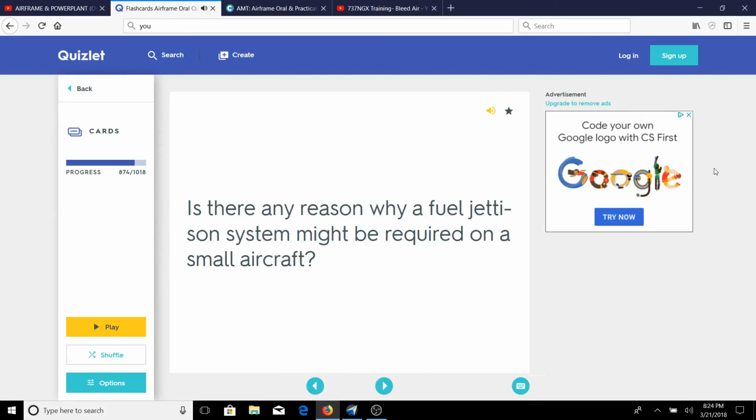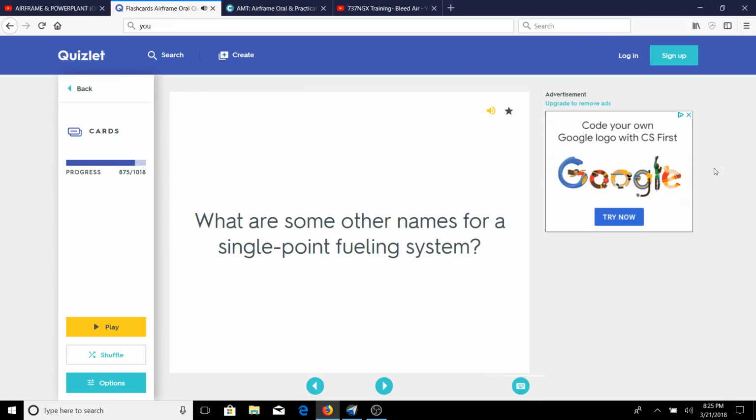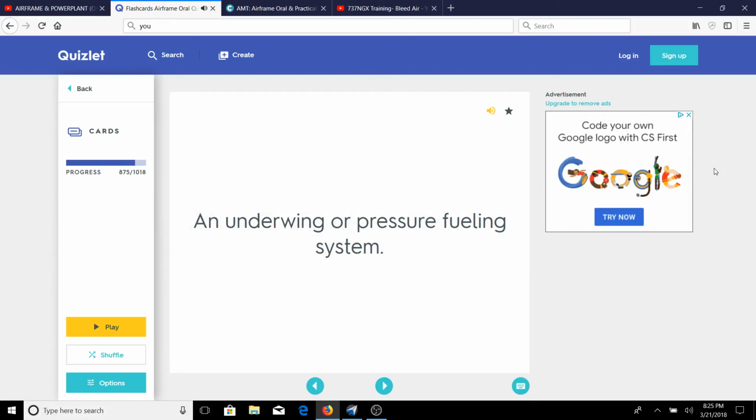Is there any reason why a fuel jettison system might be required on a small aircraft? Yes, if the maximum takeoff weight exceeds the maximum allowable landing weight, a jettison system would be required. What are some other names for a single-point fueling system? An underwing or pressure fueling system.